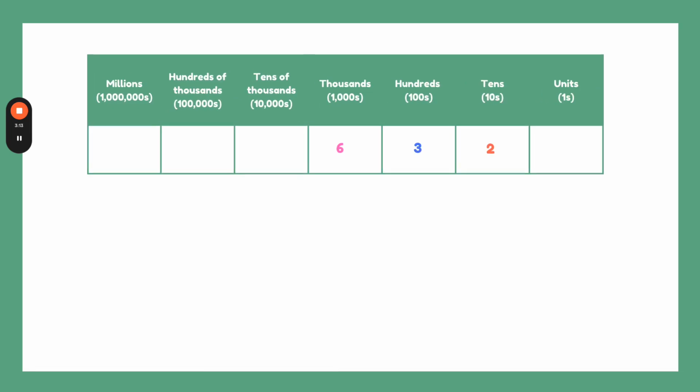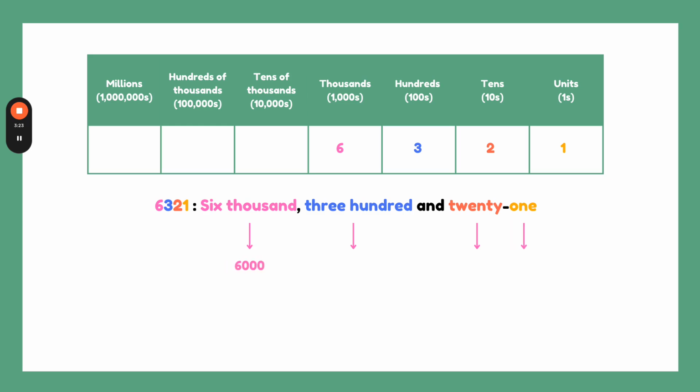Again, we have the same 4-digit number, and you can think of this in a partitioned version where we have 6 lots of the thousands. So 6 times 1,000 is 6,000. 3 times 100 gives us 300. 2 times 10 is 20. And 1 times 1 unit is 1.